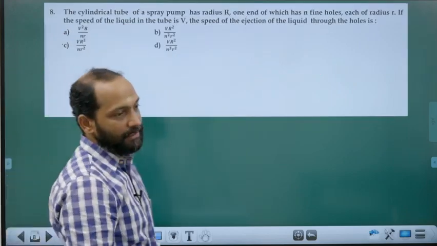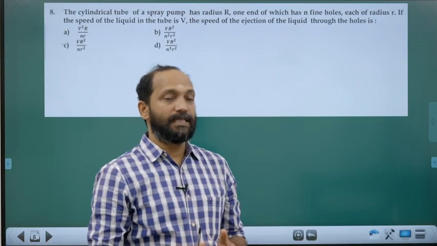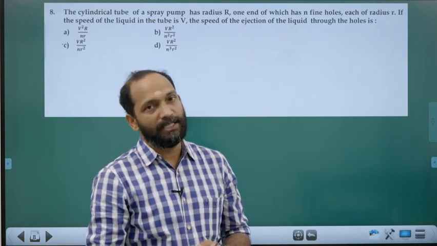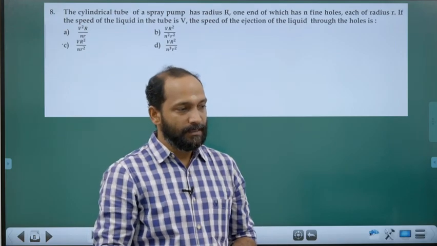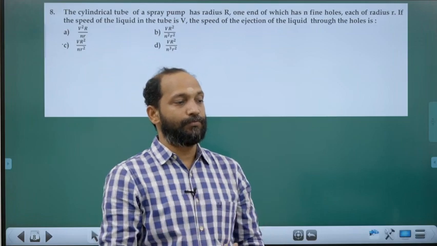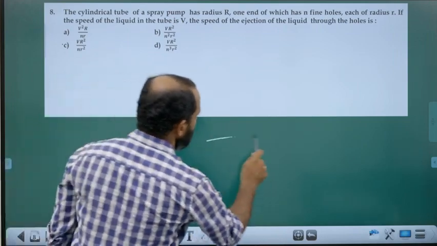Next one, 8. A cylindrical tube of a spray pump has radius R, one end of which has n fine holes, each of radius small r. The speed of liquid in the tube is V. The speed of ejection of liquid through the holes is. It's all about the equation of continuity.